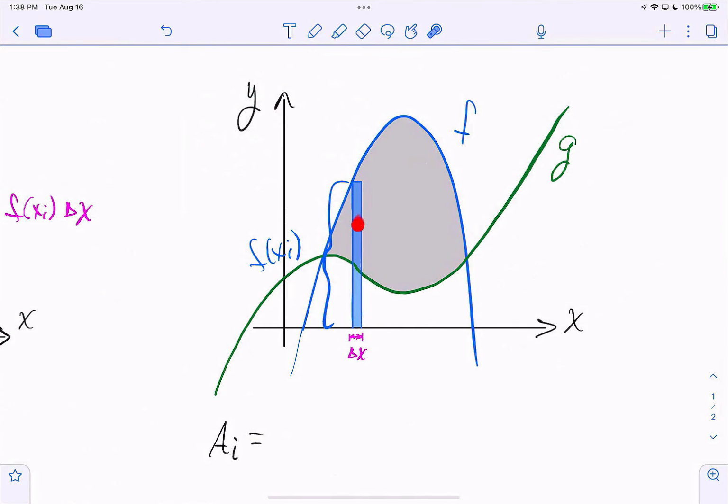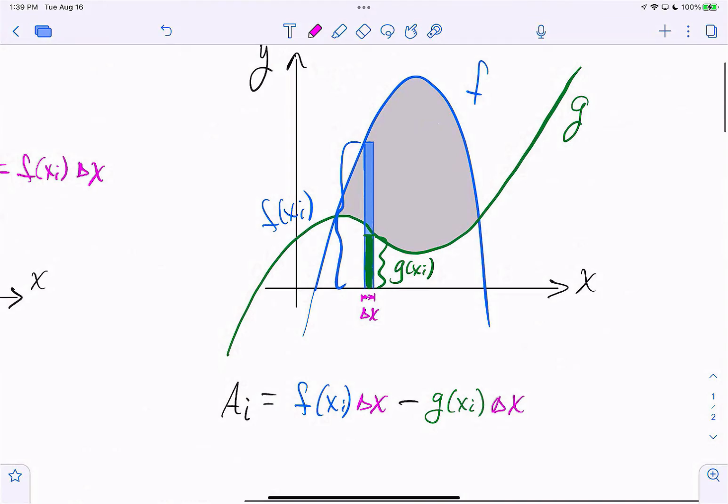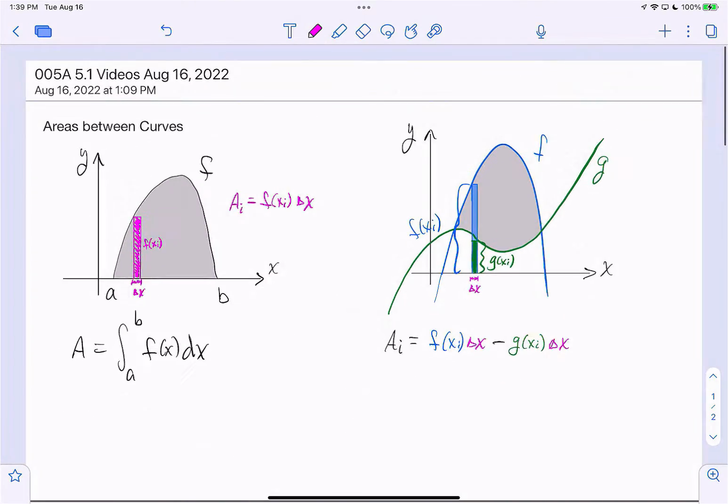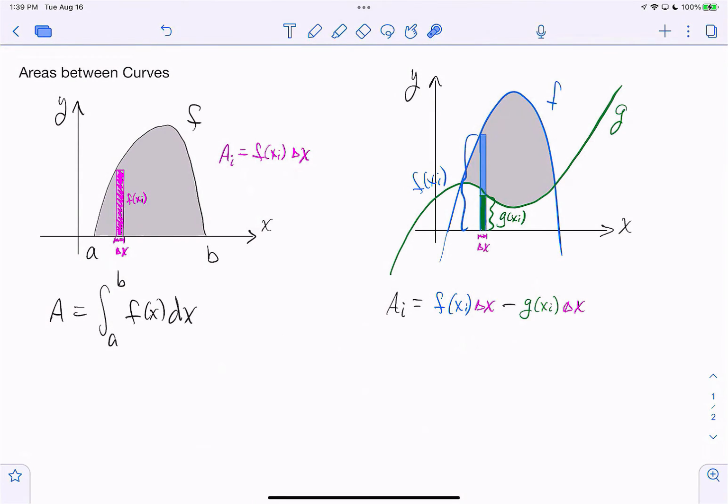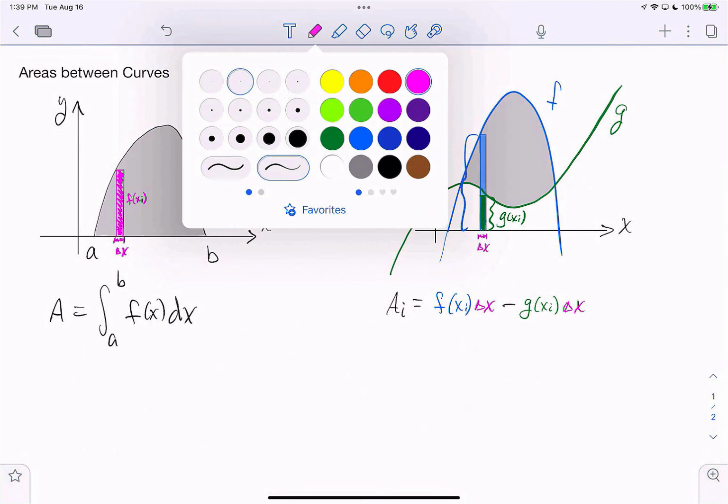Over here, where we're looking at f and g, what's really going on with our integral is that we're taking the area of a rectangle whose height is determined by f. So we're looking at f of x sub i times delta x. And then we're going to subtract off the area of a rectangle whose height is given by g and whose width is that same delta x. And the same limit process is going to happen as before. We're going to add together n of these expressions and then let n go to infinity.